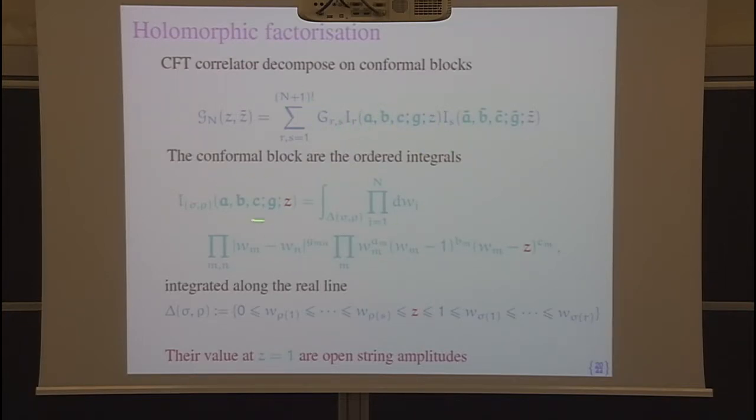By definition, these integrals are ordered integrals over the line. In that case, I have just the holomorphic part of the integrand, and I have to specify the way I'm integrating, so the way I'm ordering the integration variables. You have to think of it as if you are on the boundary of a disk. Again, in the same way that the value at z bar equal 1 is my closed string building block, the value at z equal 1 of this object will be our open string amplitude.